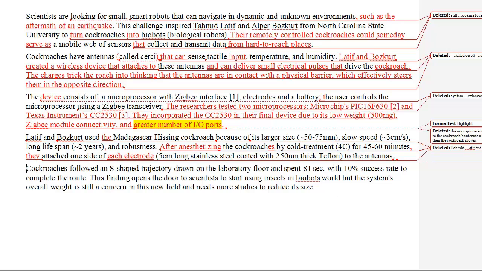Now we get, in the next paragraph, to the actual test. So they made the device, and then they're testing the device on actual cockroaches. And this is one part where I want some more details. I want to know more about what happened when they actually tested the cockroaches.